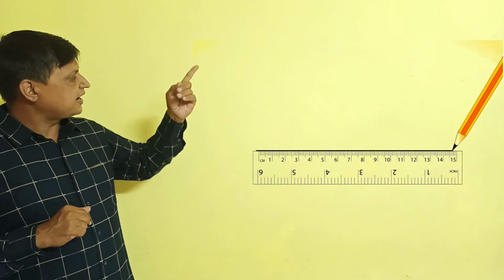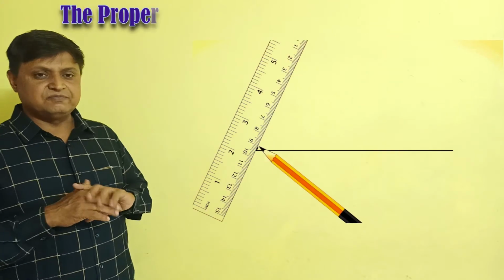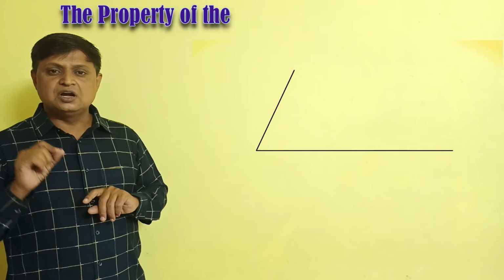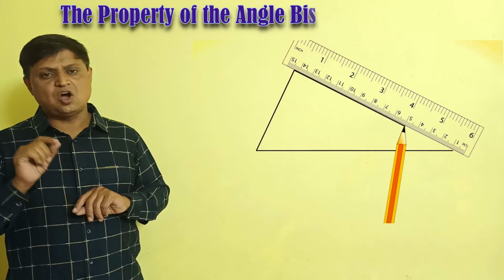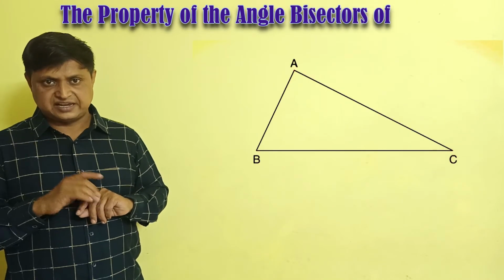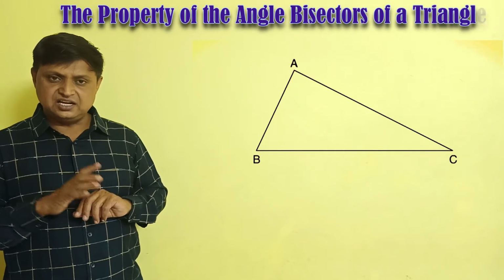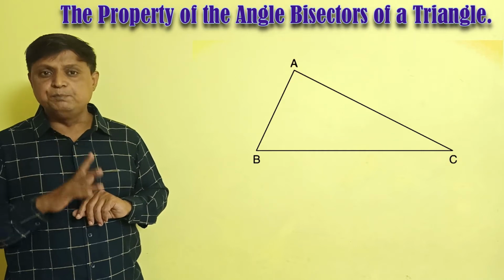Draw an acute angle triangle ABC. We have to draw the angle bisectors of these three angles: angle A, angle B and angle C. We start from angle B.